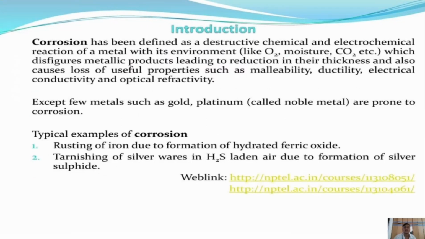Introduction. Corrosion has been defined as the destructive chemical and electrochemical reaction of a metal with its environment, which disfigures metallic products leading to reduction in their thickness and also causes loss of useful properties such as malleability, ductility, electrical conductivity, and optical reflectivity. Except a few metals such as gold and platinum, metals are prone to corrosion. Typical examples of corrosion: rusting of iron due to formation of hydrated ferric oxide, tarnishing of silverware in H2S laden air due to formation of silver sulfide.